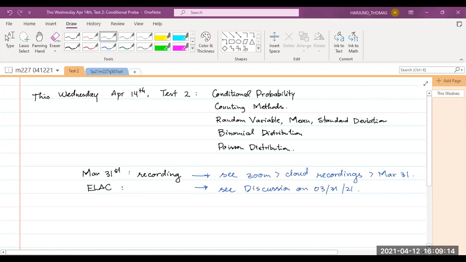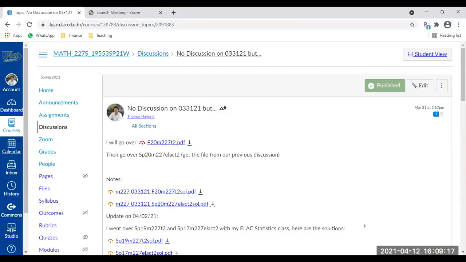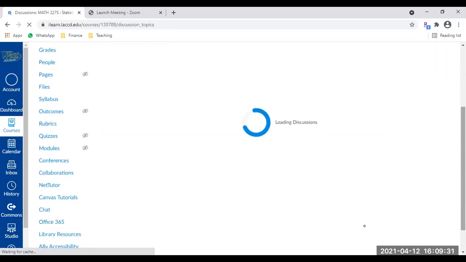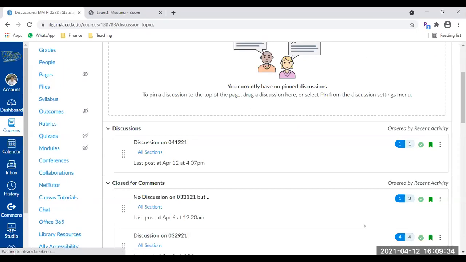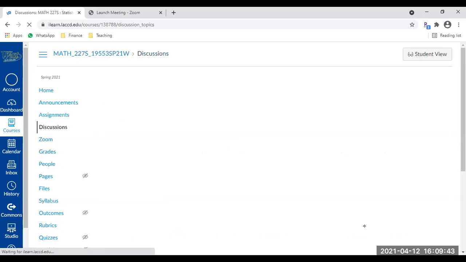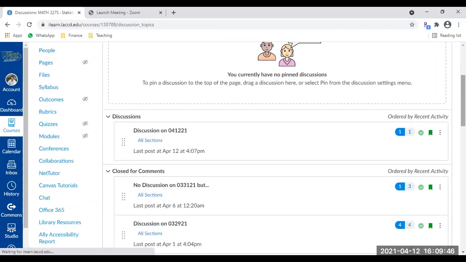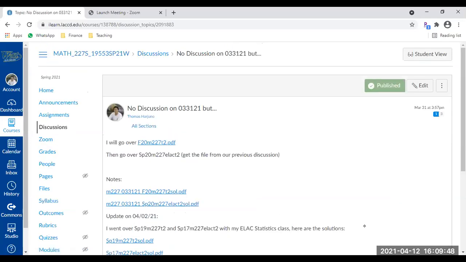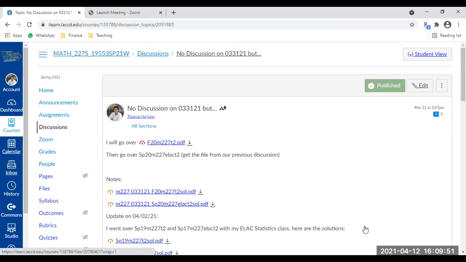I'm supposed to show this earlier. Take the blank test, print it out and work on that, and then compare with my solution. If you want the Spring 20, you may need to go back to March the 29th. On March the 29th, I posted the Spring 20 blank test. You print it out and compare with the solutions that I posted on March 31st. If there's anything that you don't get, you may want to watch the recording.